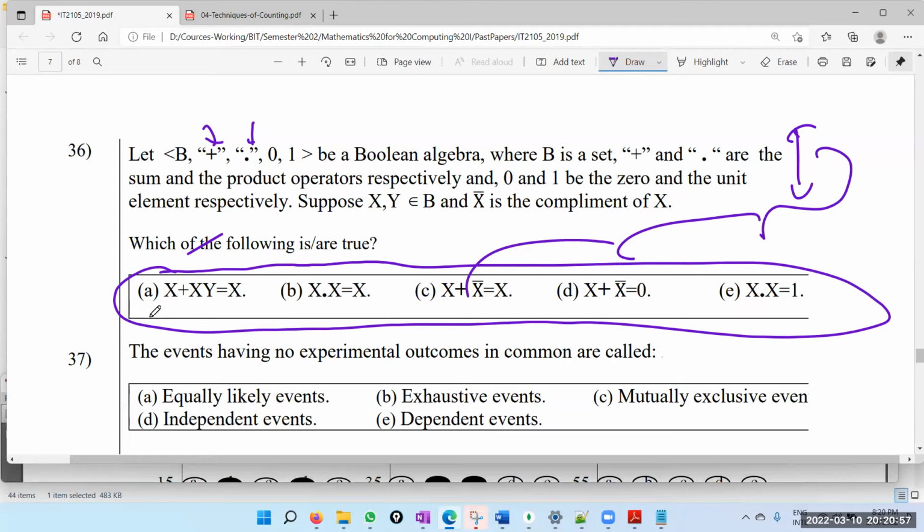Okay. A plus AB is A, right? So that is one of our rules, I think. X plus xy is x, correct. A dot A is A, correct. A plus A bar is not x. A plus A bar is 1. A plus A bar is not 0. A plus A bar is 1. It is A dot A bar which is 0. A dot A is not 1. A dot A is A.